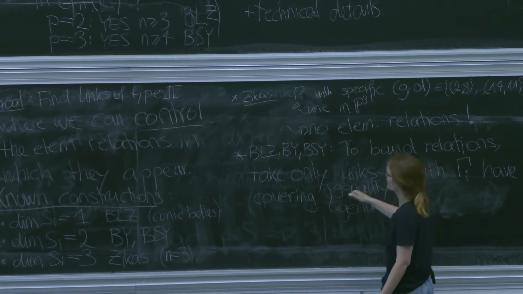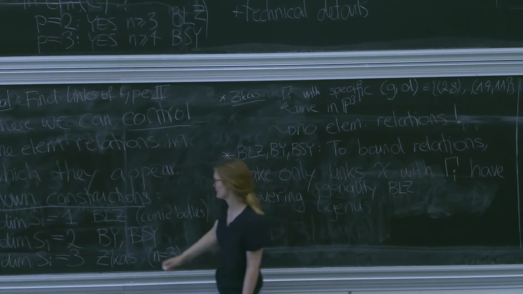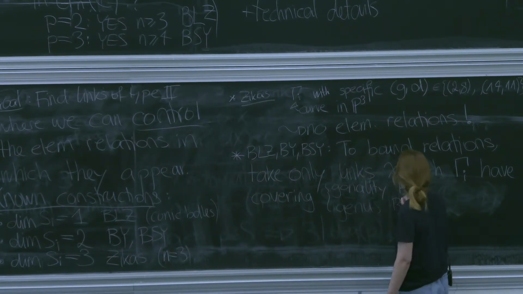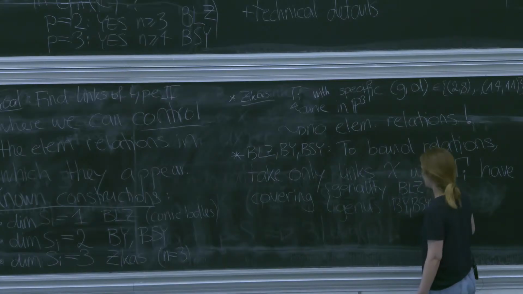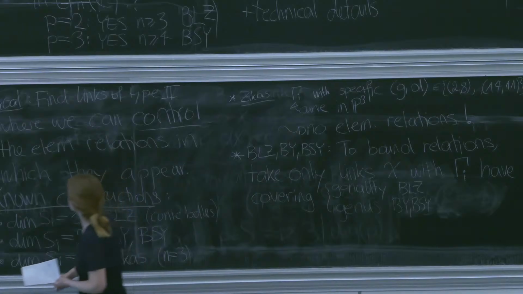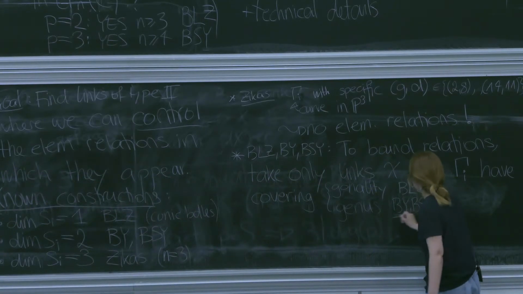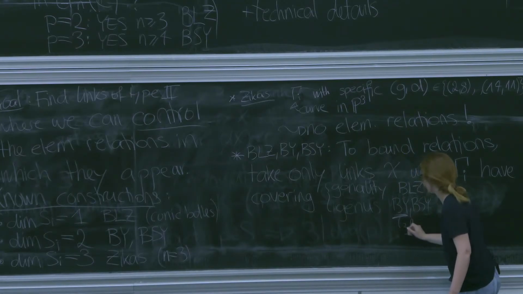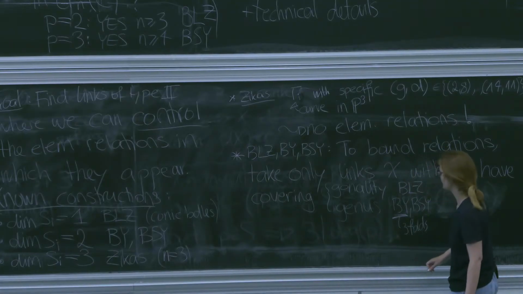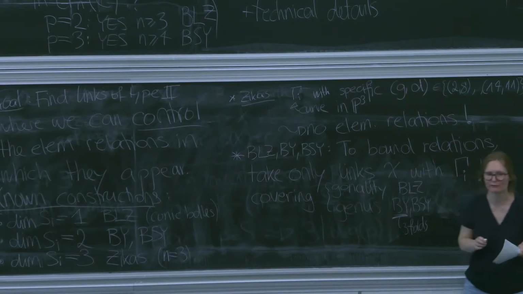So gonality is in the construction of BLZ, or in other words, in relative dimension 1. And for the others, BY, BSY, we take large covering genus. In fact, BY also do it for three-folds. And there, the covering genus is just the genus of the curve that they blow up.